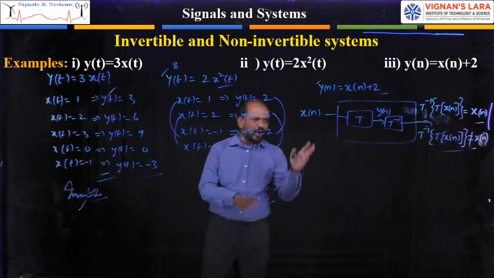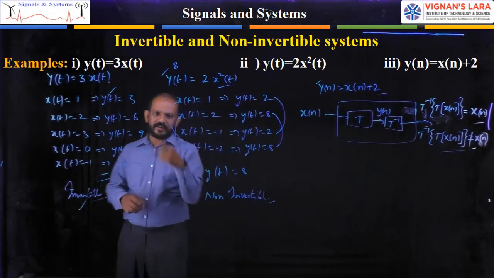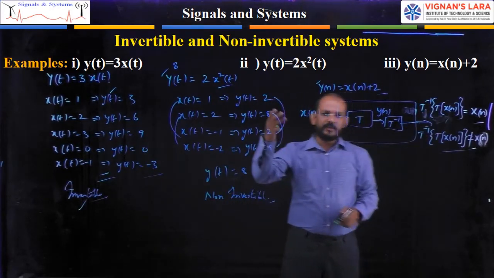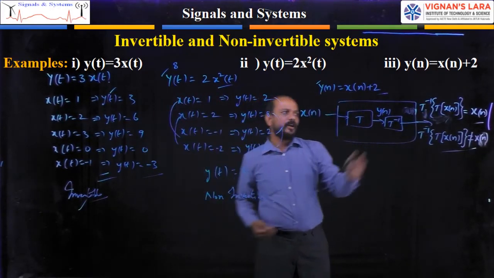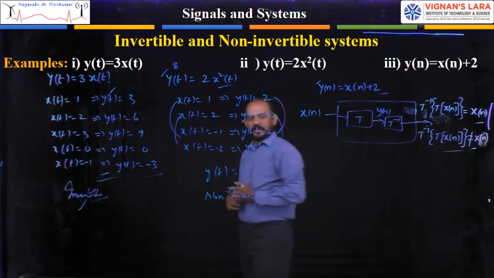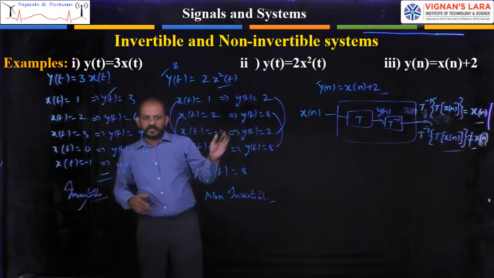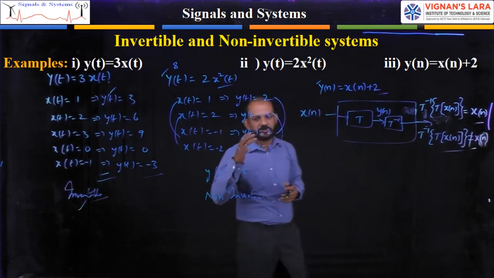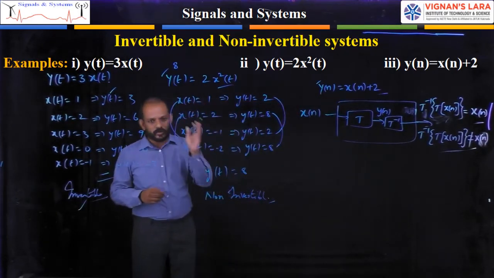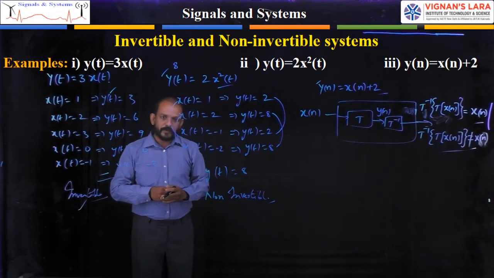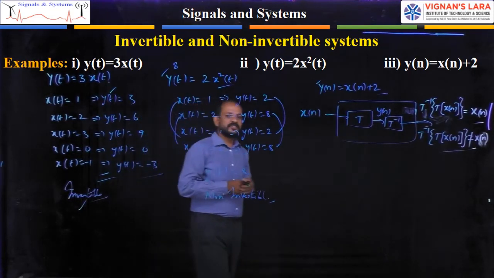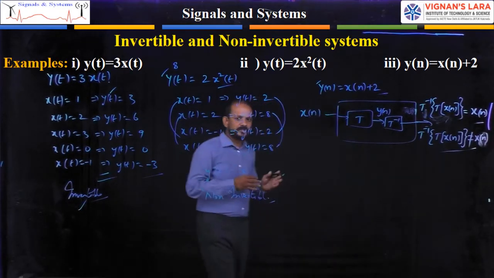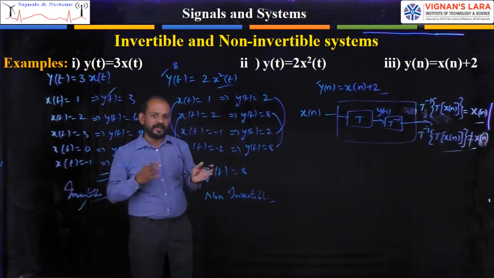So what I did here, I just replaced the variable t with the variable n. Small t for continuous time, and small n for discrete time. From now onwards, I will explain the maximum part with respect to continuous time signals, so you can apply that to discrete also by replacing small t with small n. Whenever the concept is the same, just replace small t with small n.